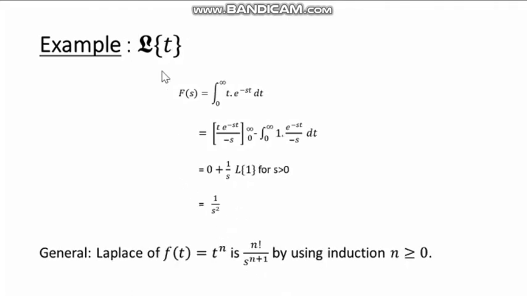Now the second example is of a polynomial. We take a first degree polynomial t. So Laplace of t is defined as integral 0 to infinity t into e raised to minus st dt, and you integrate it by parts. So the first function is t, so t into the integral of e raised to minus st, which is e raised to minus st divided by minus s. It has to be evaluated from 0 to infinity, minus the integral of the derivative of t, which is 1, and the integral of e raised to minus st, which is e raised to minus st by minus s, dt.